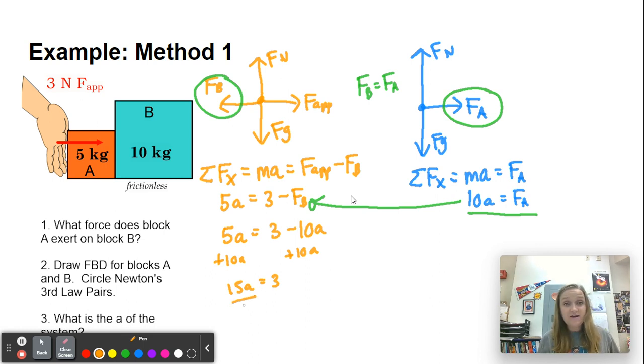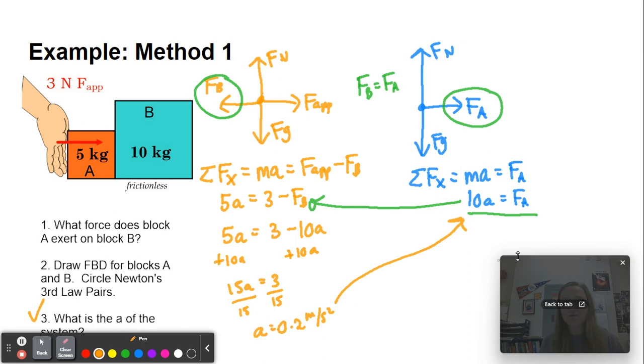And then I'm just going to divide each side by 15, which gives me 3 divided by 15, which means my whole system has an acceleration of 0.2 meters per second squared. So that is the third one. I kind of work in random orders on these. It's okay. Once I have my acceleration, to solve for what force it exerts, I'm just going to take it and plug it into my other equation.